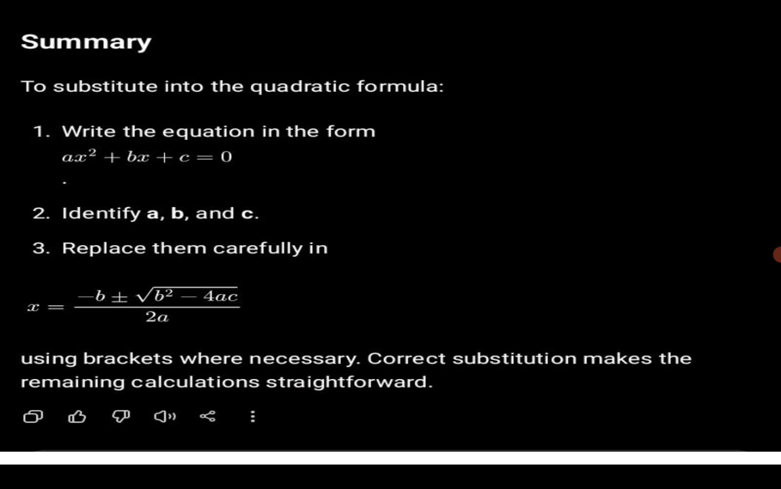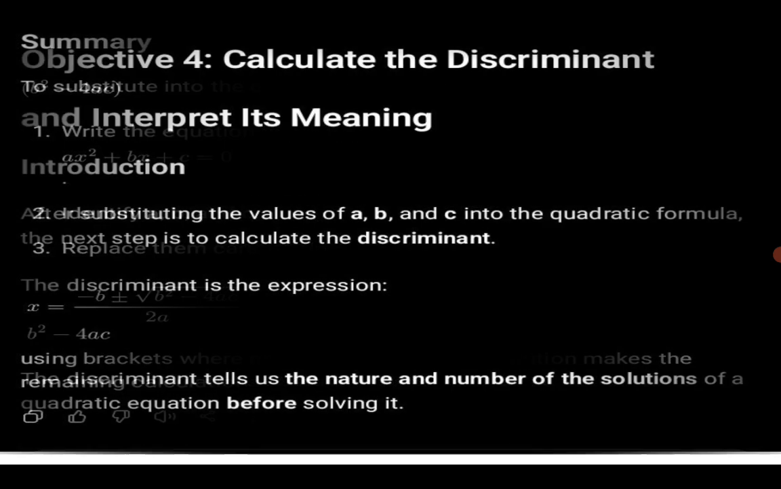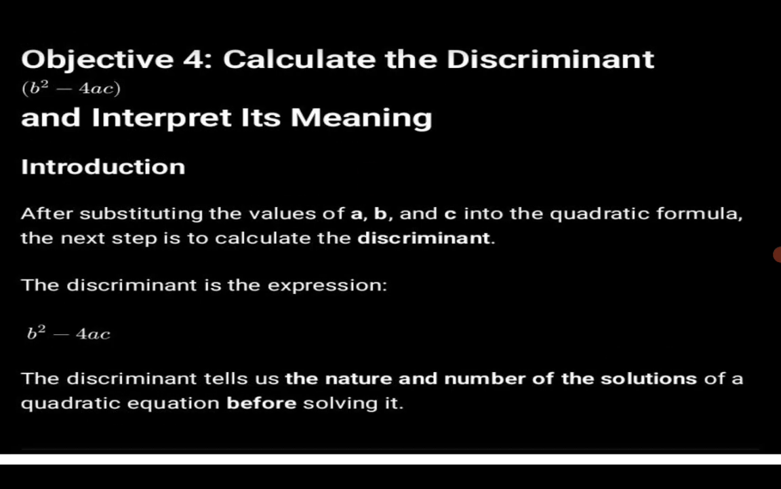Welcome, learners. Welcome to the fourth objective, which is to calculate the discriminant, which is b squared minus 4ac, and interpret its meaning.